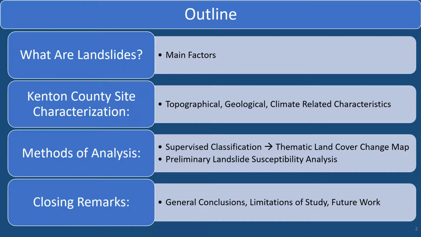As a precursor to the preliminary landslide susceptibility analysis, a supervised classification was conducted on two Landsat images from 1988 and 2016. The findings of this analysis and how part of the results served as an input into the preliminary susceptibility analysis will be discussed in further detail. The presentation will conclude with some general conclusions, a discussion of the limitations of the study, and what future work could be done to further improve the analysis.